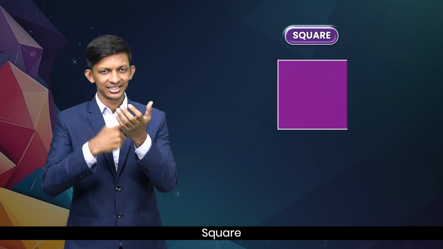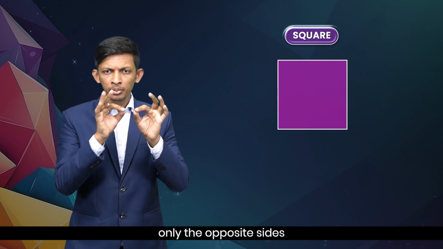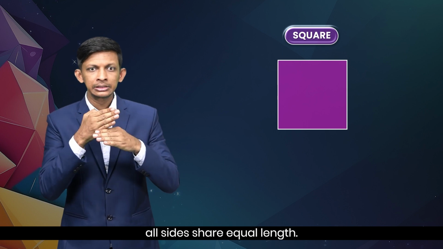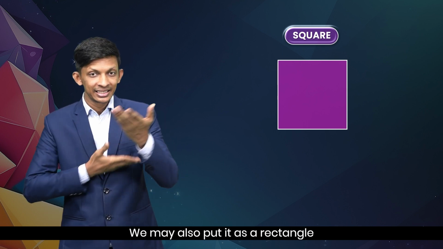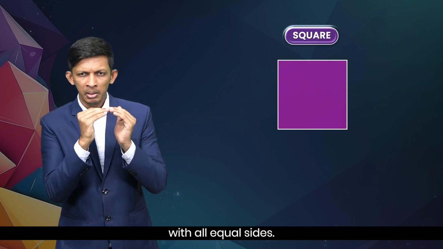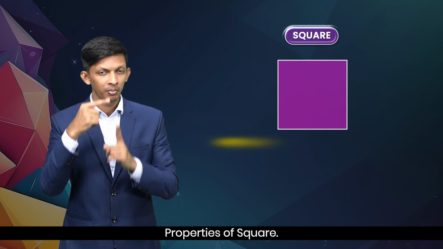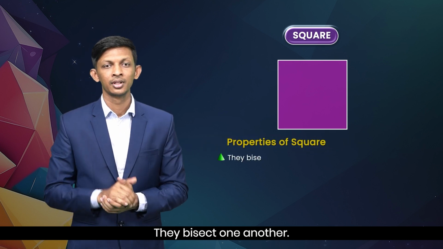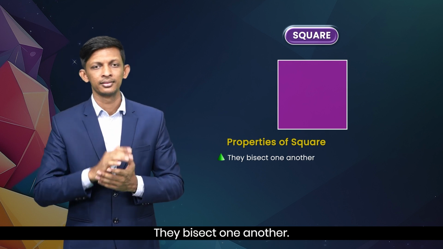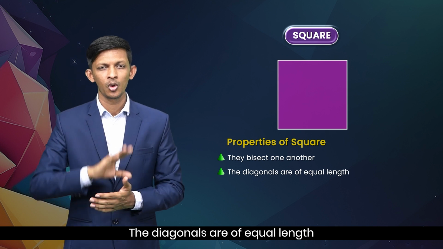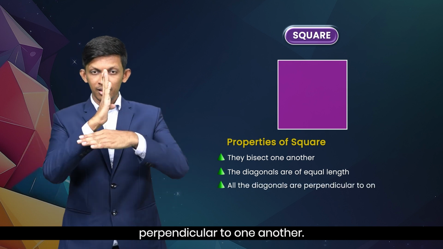Square. In a rectangle, only the opposite sides are of equal length, but in a square, all sides share equal length. We may also put it as a rectangle with all equal sides. The diagonals in a square show the following properties. Properties of square. They bisect one another. The diagonals are of equal length. All the diagonals are perpendicular to one another.